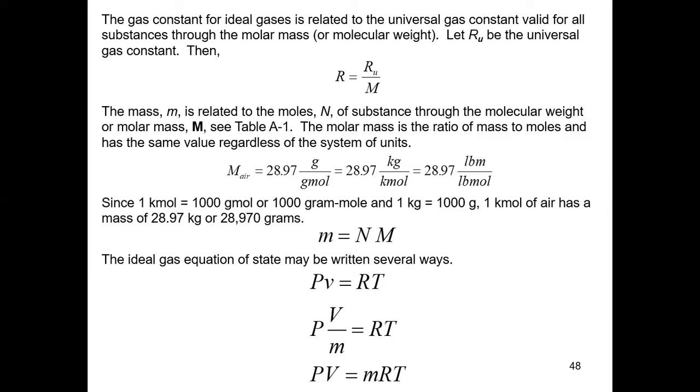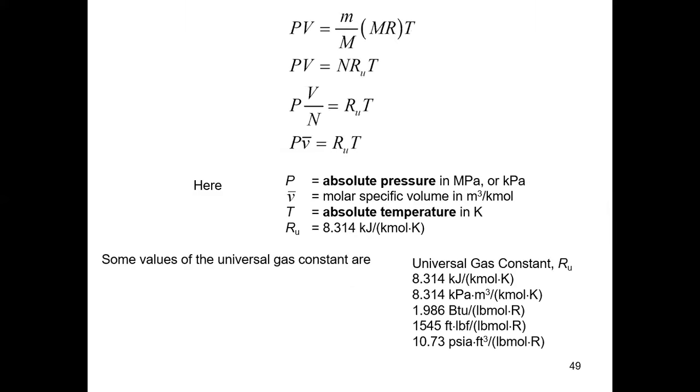Okay, the ideal gas equation is Pv equal to RT, v specific volume. So it's capital V divided by m, or you can write PV is equal to mRT. Or you can write P v bar is equal to Ru T. Okay, Ru is 8.3. P is absolute pressure in megapascal or kilopascal. v bar is the molar specific volume.